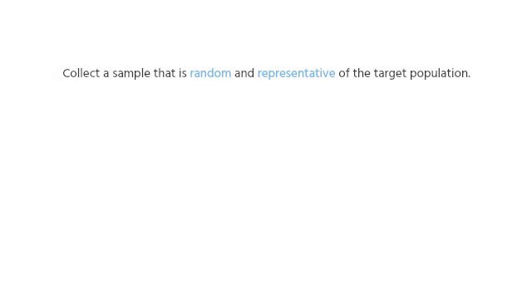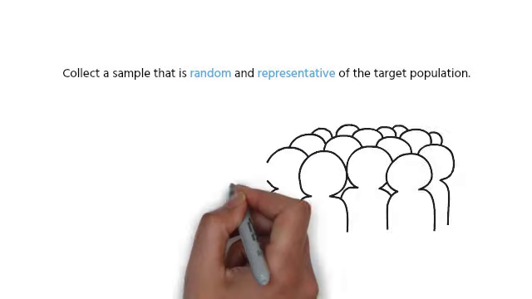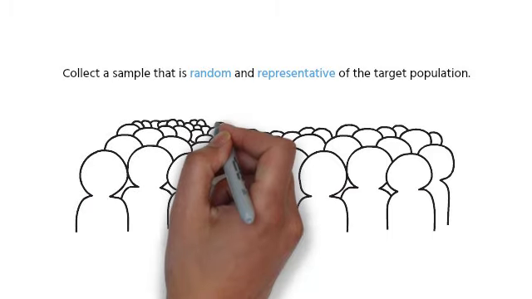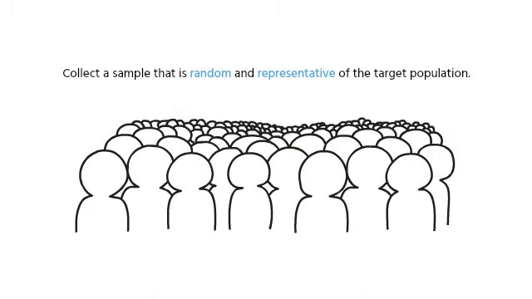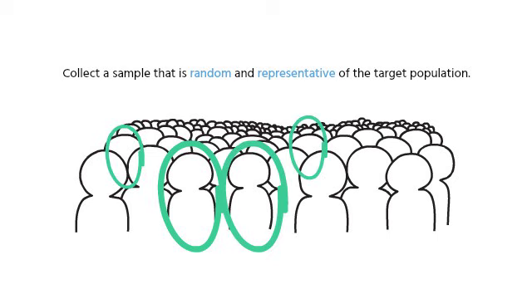Well, we collect a sample. That sample should be random, such that each sample of that size has an equal chance of being selected, and representative of our target population, so that we can generalize our findings.